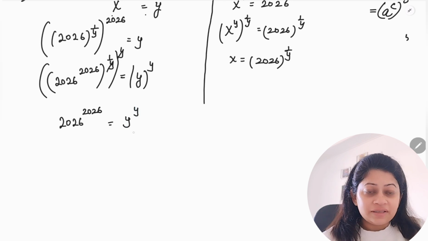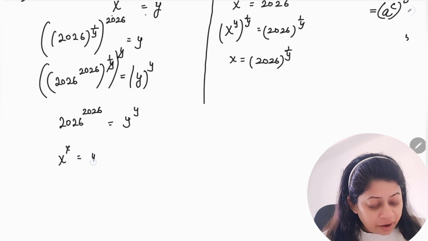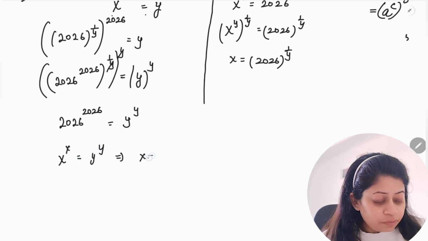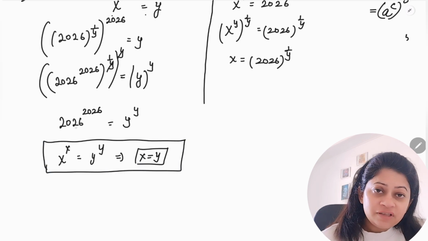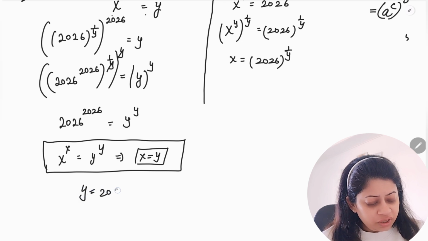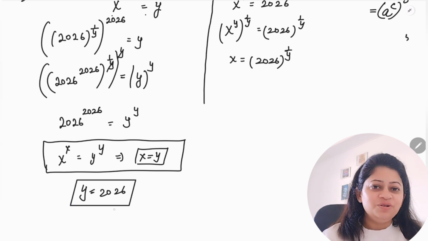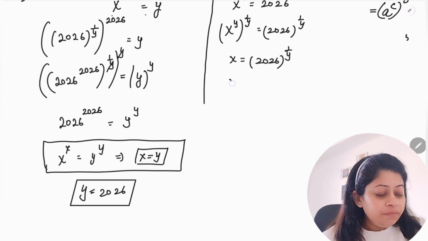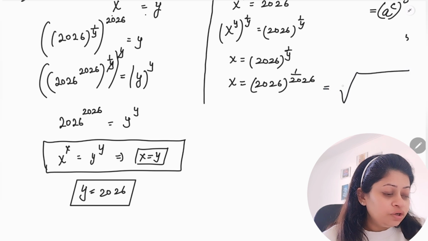If you solve this, something like x raised to power x is equal to y raised to power y implies x is equal to y. We know this rule. So here, something raised to power something is y raised to power y, so y is equal to what? 2026. We got y as 2026. If y is 2026, our x would become 2026 raised to power 1 by 2026, or you can write it as the 2026th root of 2026.